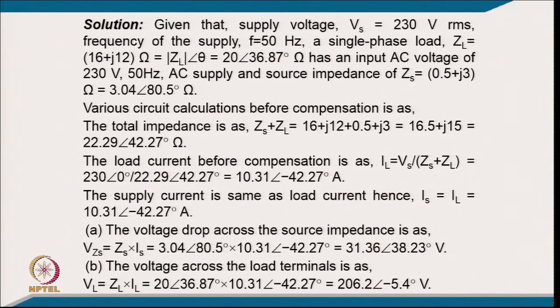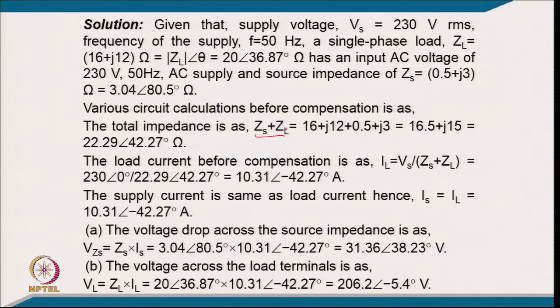Coming to the numerical part of this, given that the supply voltage Vs equals 230 volt RMS, frequency of supply 50 hertz, and a single phase load of ZL equal to 16 + j12 ohm, that comes to 20 ohm at the angle of 36.87 degrees, has an input AC voltage of 230 volt 50 hertz AC supply, and a source impedance of 0.5 + j3, that comes to 3.04 at the angle 80.5 degree ohm.